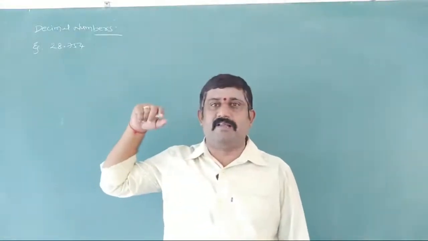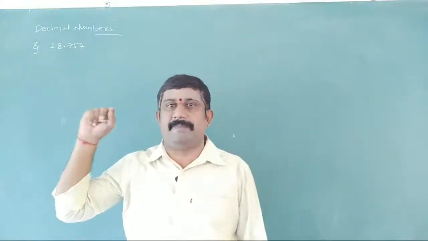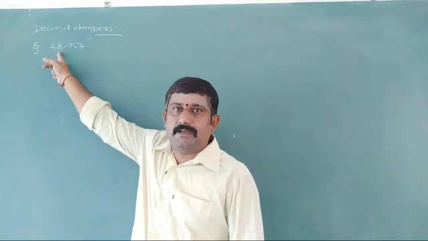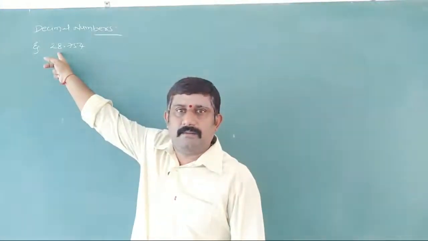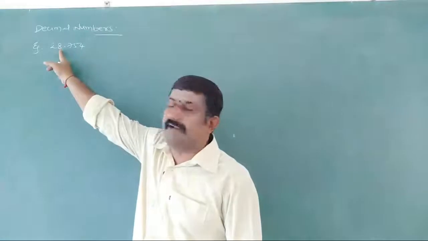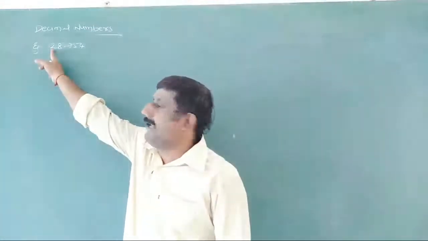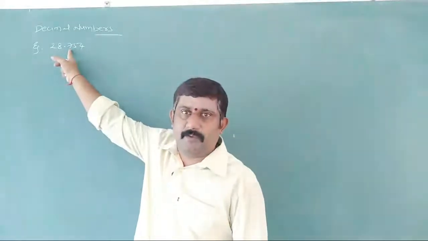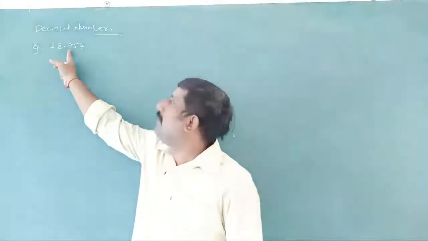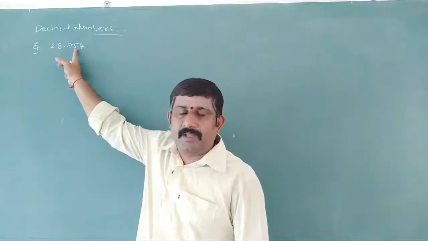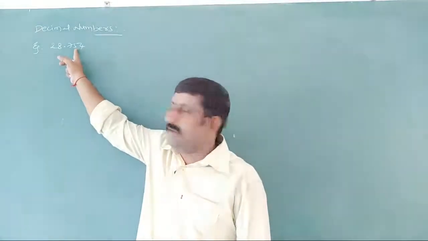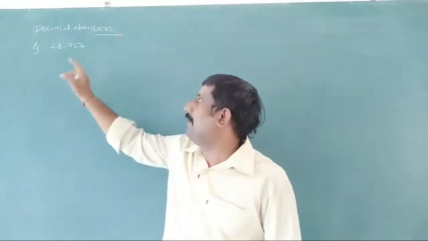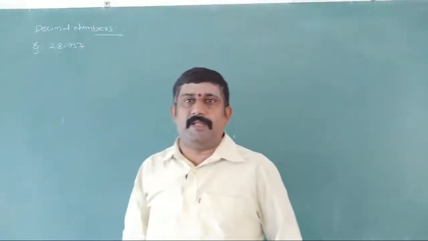And in the previous class we already discussed places and place values. If you observe this integral part, this is the ones place, this is the tens place. Now coming to this, this is the tenths place, we say 1 by 10 or tenths place. This is 1 by 100 or hundredths place, and this is 1 by 1000 or thousandths place.